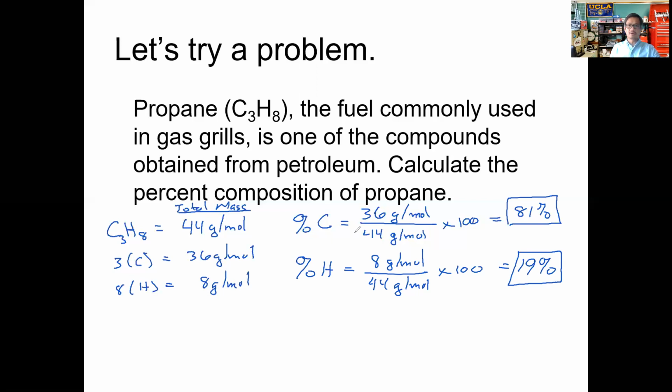The same thing holds true here. If you notice, this is a binary compound, so instead of doing the second calculation, we can take the percent carbon and subtract that from 100, and we will still get 19%. On the exam, if you choose to do it this second way, make sure that you show me the work that you get here.